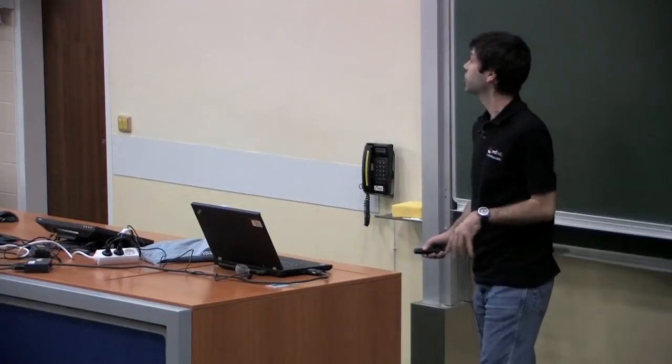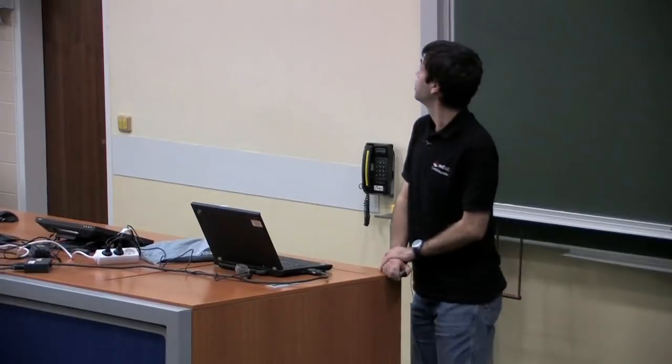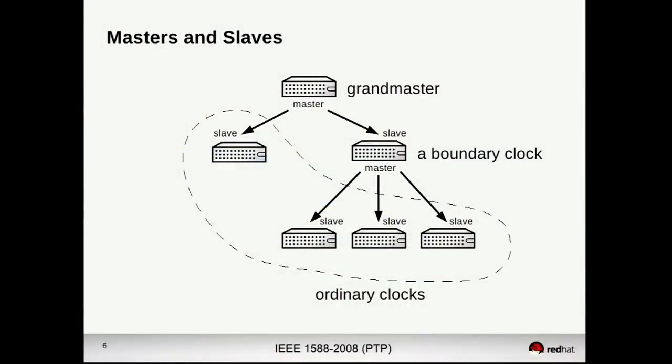I already said that the topology is based on master and slaves. Okay, let me skip one slide. I will return to this one later. So this is one example of the topology. We can see that at the root of the tree is a clock called Kernmaster. And this one has a single port to which two slaves are connected. This is a boundary clock. It has two PTP ports. One is going upwards in the hierarchy. One is going downstairs.